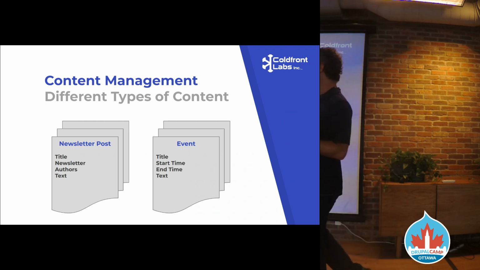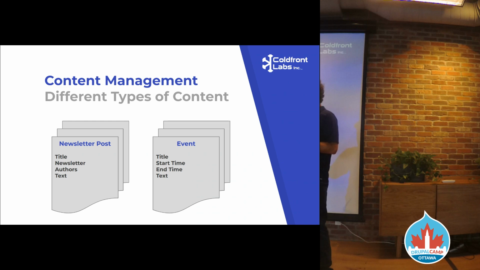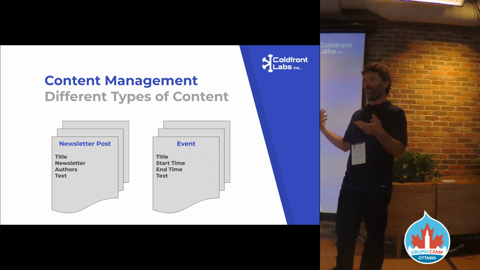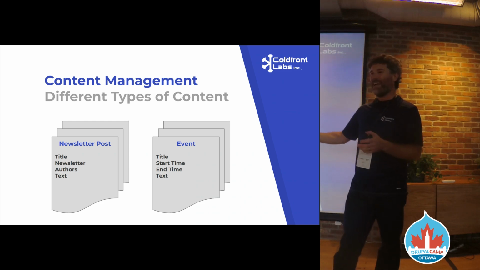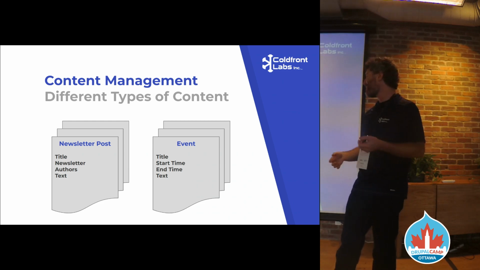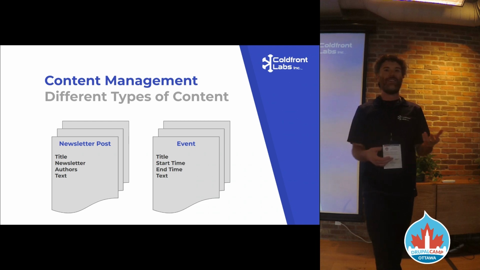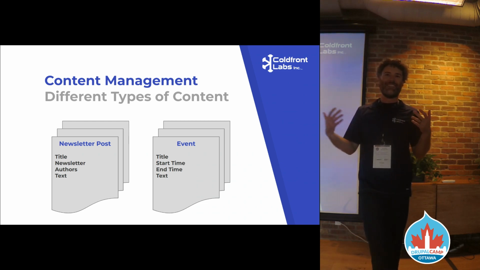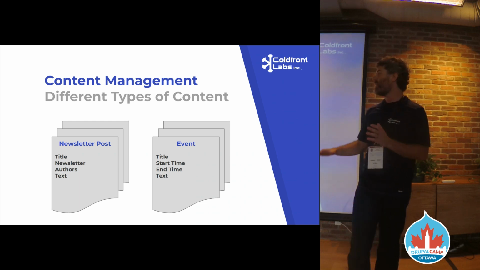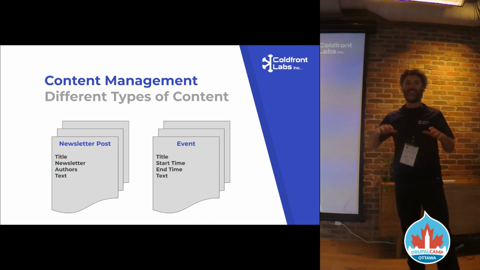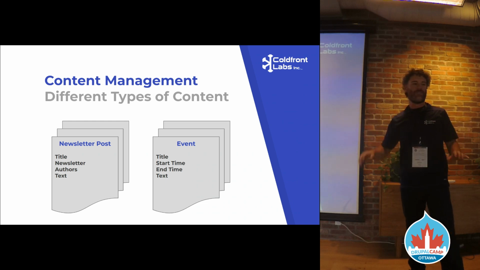So a newsletter is different than an event. A newsletter has a title, so what newsletter it's a part of, the authors of the newsletter, and the text that's in the newsletter. And an event is different than a newsletter. It has a title, it has a start time, it has an end time, and it has a description of what the event is. So we can start breaking up our content in terms of different models that store different things.